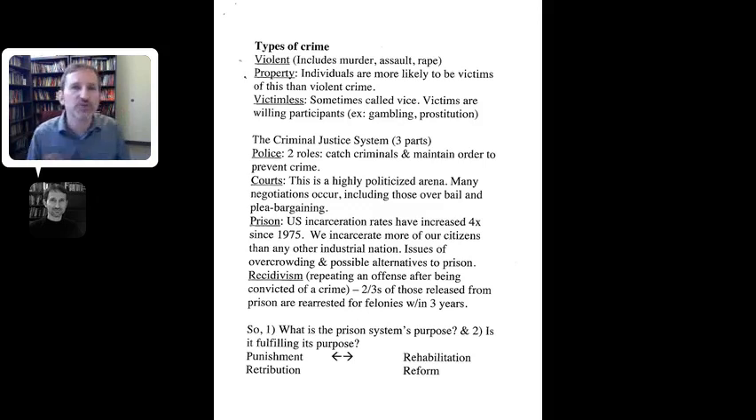One thing that's useful to think about, you can add it to your notes here. Individuals, as it says, are more likely to be victims of property crime than violent crime. Now here's the thing though. We are much, much more concerned with violent crime, and we pay a lot more attention to it, primarily because of that line I think I've told you before. In media accounts, if it bleeds, it leads.